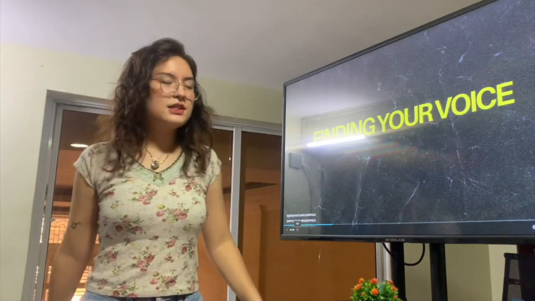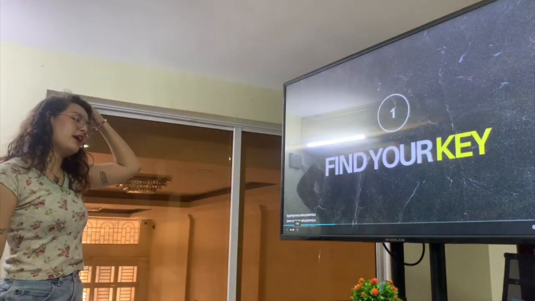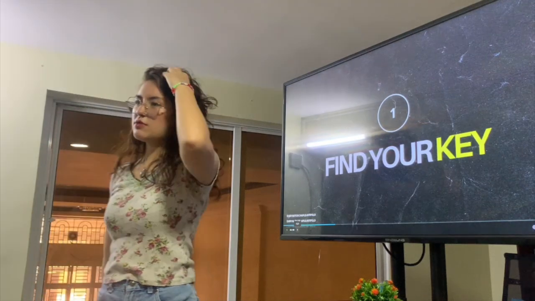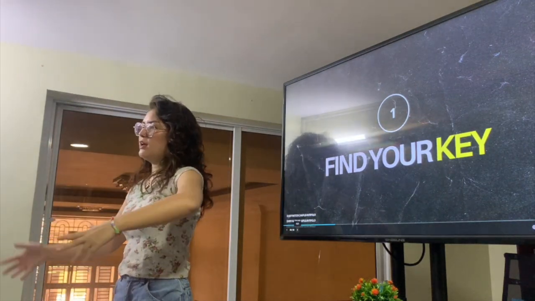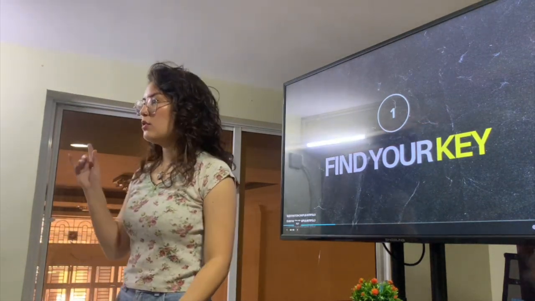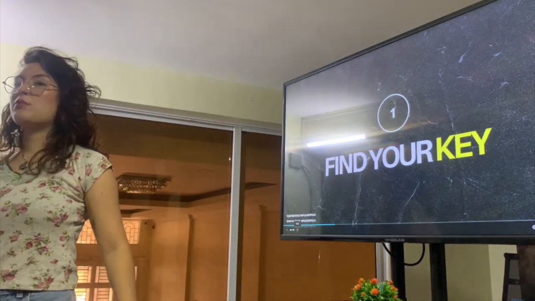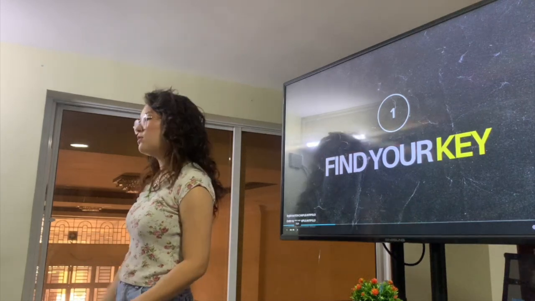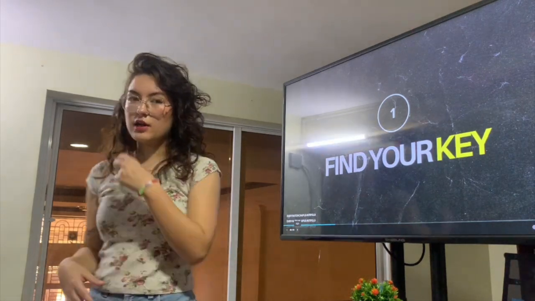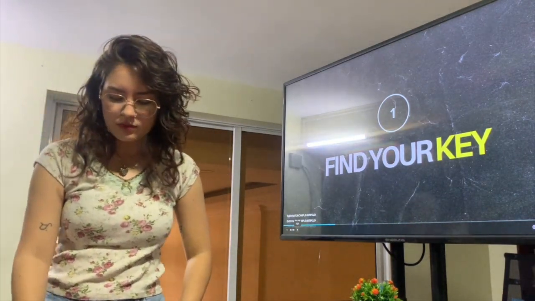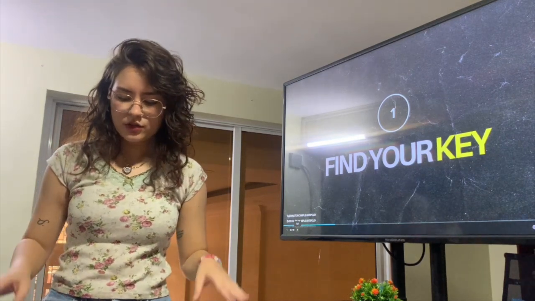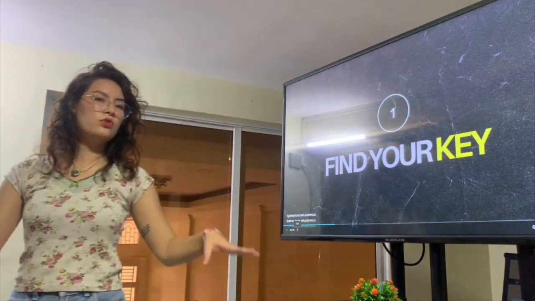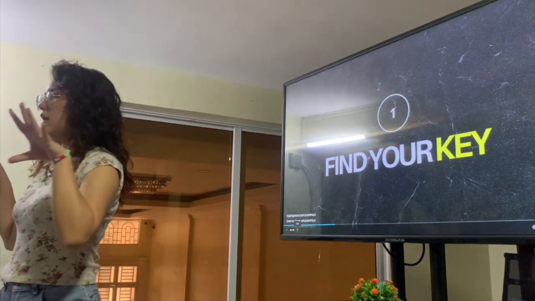So find your voice. Next, find your key. Of course, we all know this, right? You need to find your key for the song. When you are singing in your key, that's when you are most comfortable. You can reach the high notes, you can reach the low notes. You're not hurting your voice, right? It will allow you to use your voice to its maximum ability.